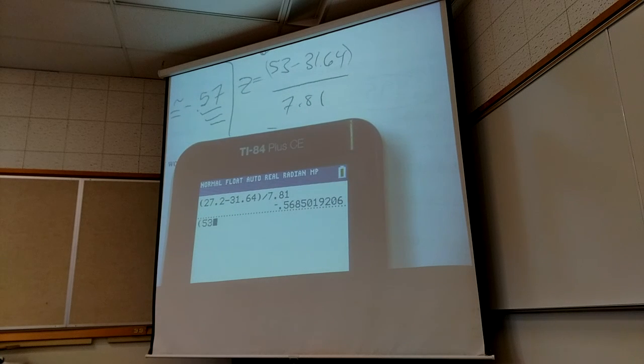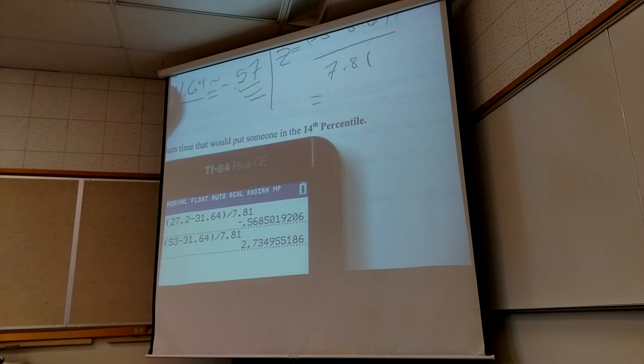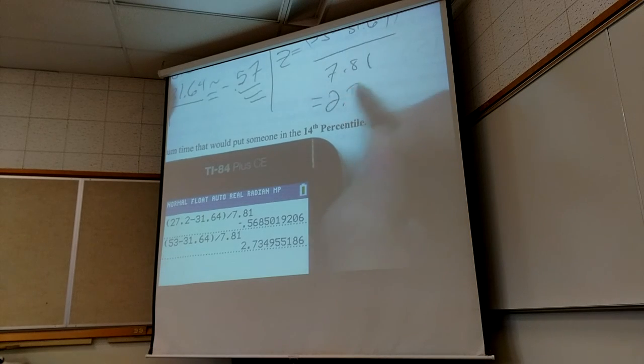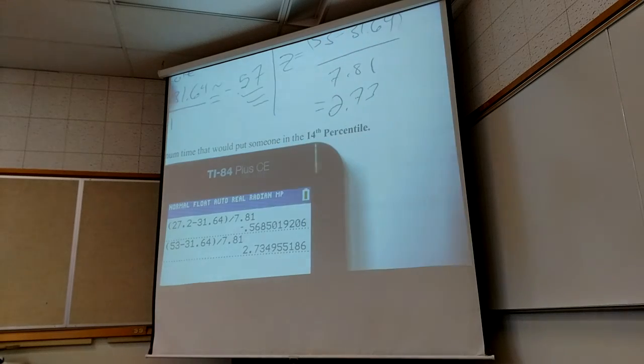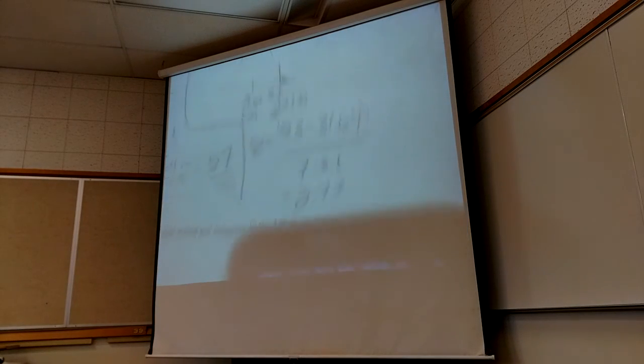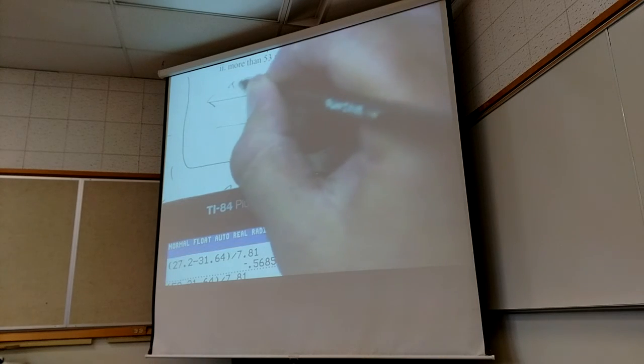So here we go, 53, you can do it that way if you want to, divided by 7.81, so we get 2.73. Is that cool, guys? 2.73, which makes sense because it's up here. And then when I look up 2.73, you get what again? 0.9968.